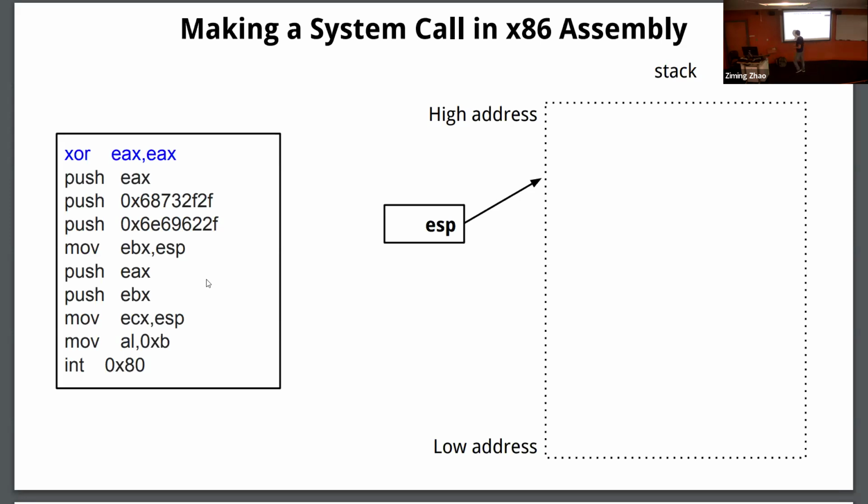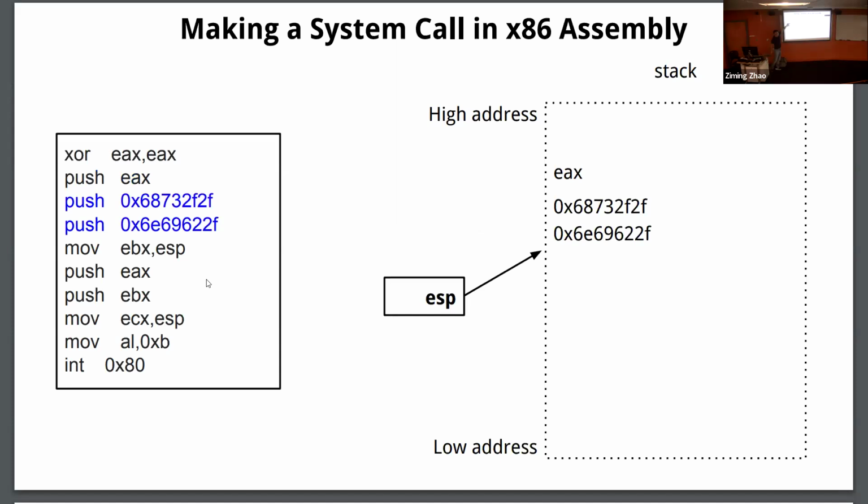Now the second instruction is push EAX. Push puts something onto the stack, and the stack is pointed to by the register ESP. So what we're doing is putting the value of EAX, which is 0, onto the stack. Here there will be a 0, and ESP points to that value. Then we push two more numbers. Later we'll figure out what they are. Right now they just look like two numbers.